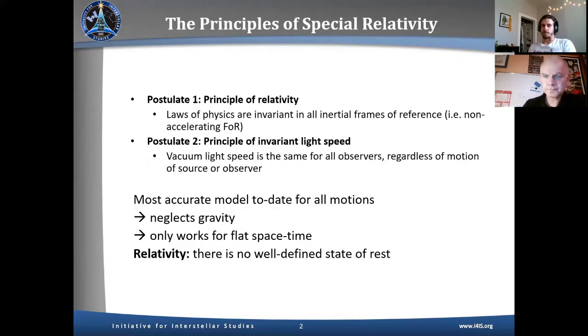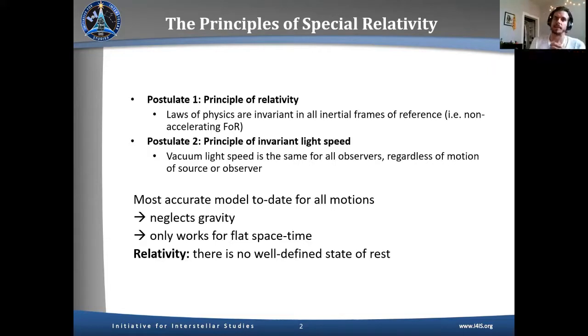So I'll just start with an overview of the principles of relativity, first with special relativity, because that's the simpler case. The two most important postulates of special relativity are that laws of physics are invariant in all inertial frames, and that light speed is invariant, meaning all observers, regardless of how they move, will always measure the same speed of light. You've probably heard this before, so you're familiar with these claims.